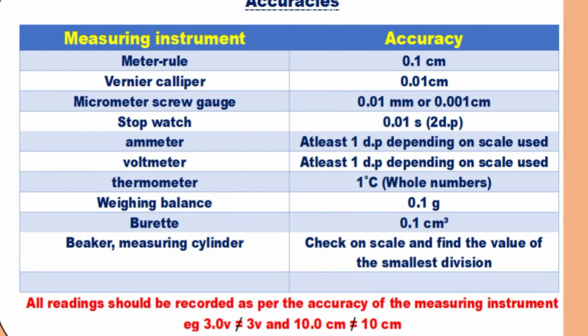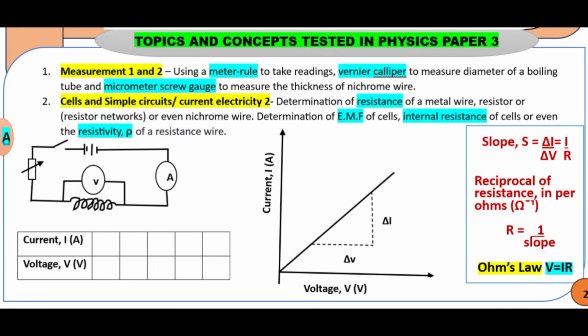So I want us now to go to the second part, that is the topics tested in physics paper 3 and the concepts that are tested in physics paper 3. So we'll start with the first topic. We have 7 areas which we'll be focusing on, but now let's start with the first one, measurement 1 and 2. So in measurement 1 and 2, we have using a meter rule, a vernier caliper, or a micrometer screw gauge. So for meter rule, we normally use them when you are measuring distances. For example, when you are balancing things on a meter rule, or maybe you can use it directly. Maybe when you are measuring distances, maybe when doing experiments on thin lenses, curved mirrors, among other things.